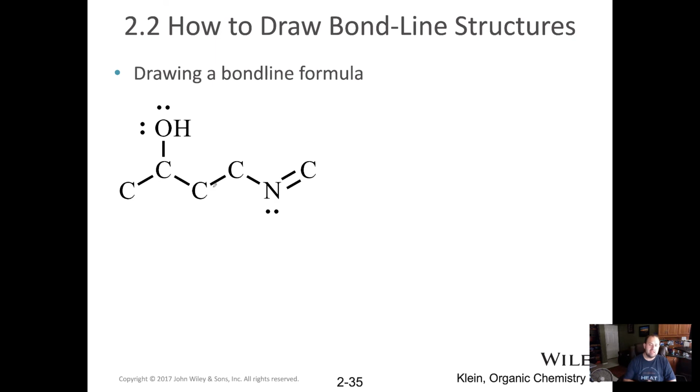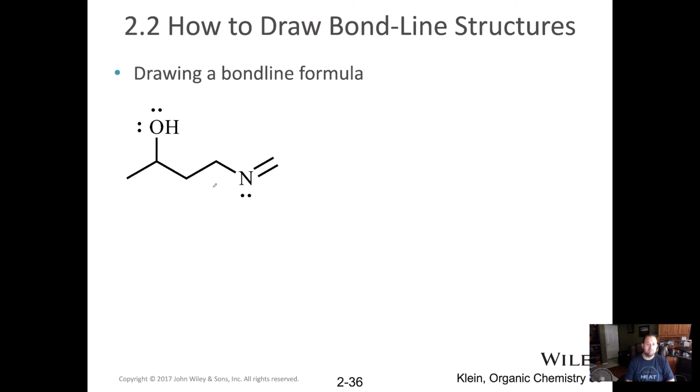The next step is to remove all hydrogens, except any hydrogens that are connected to a heteroatom, so anything that's not carbon. If it has a hydrogen connected to it, you leave it in the structure, but you still keep it condensed down, connected to the heteroatom like that. And then lastly, you get rid of the carbons and turn them into those vertices like that. So that is the bondline formula for the molecule that we started with as a Lewis structure.